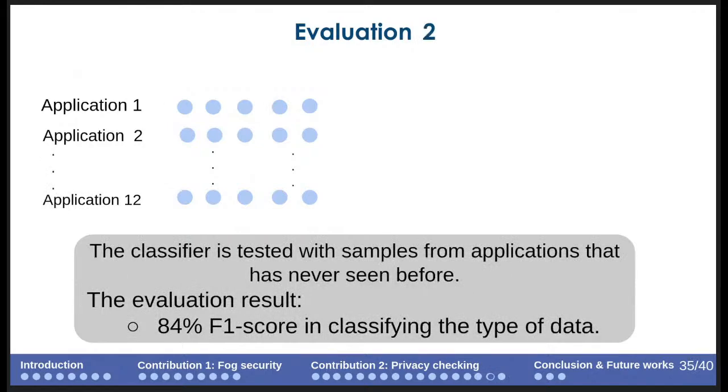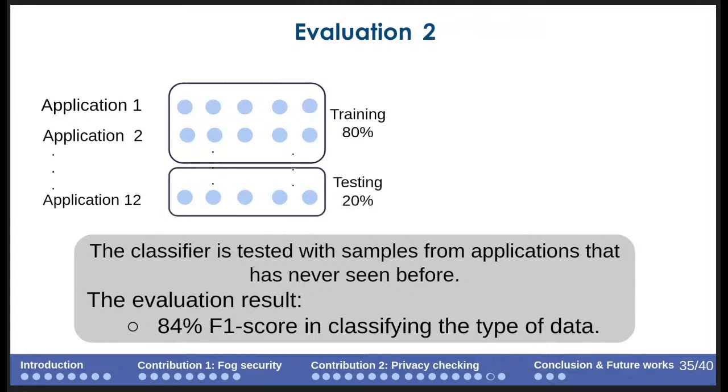Here, we are in fact training our classifier with the samples of only 80% of applications, and we are going to test it with the samples of the remaining 20% of the applications. The result is the same, the output traffic type. Here we get a slightly lower F1 score, which is 84%. However, as the problem is a bit harder for the classifier, the result is still promising.